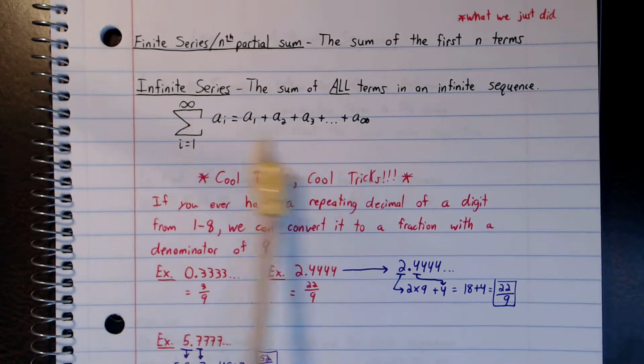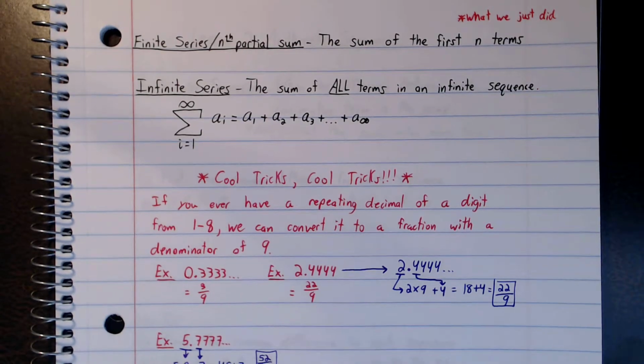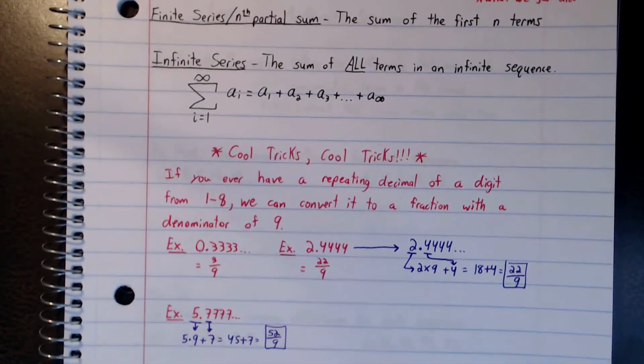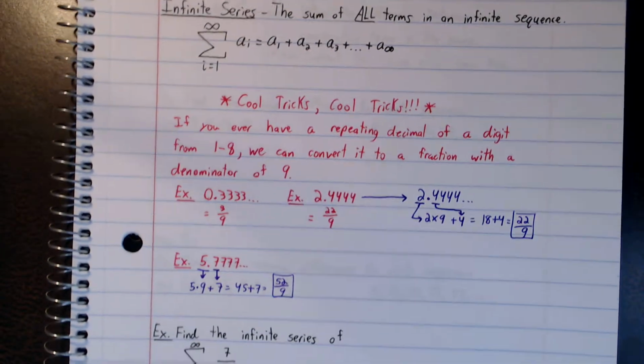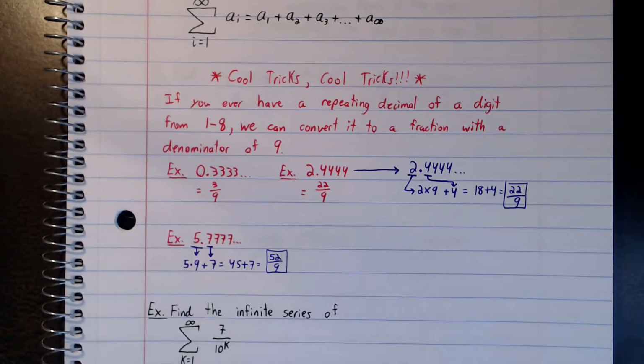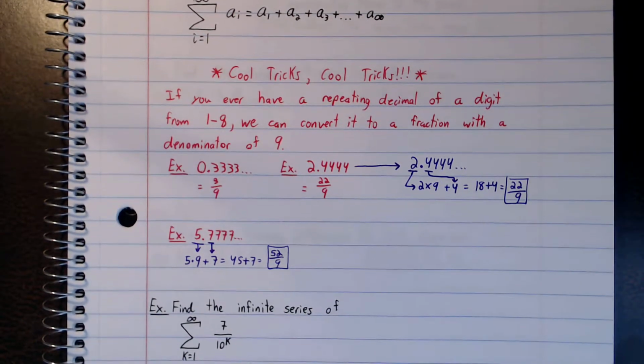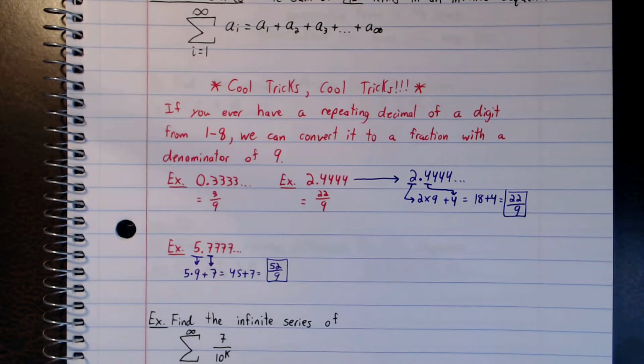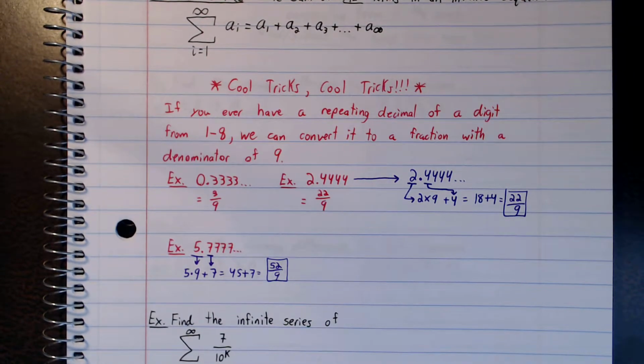So we want to know what would happen if we plug in all of the terms. Well, I'm going to show you some pretty cool ones to start with, and you'll get deeper into this in higher level classes, but let's take a look at some cool tricks first, right? If you have a repeating decimal of a digit from 1 to 8, we can convert it to a fraction with a denominator of 9, right?